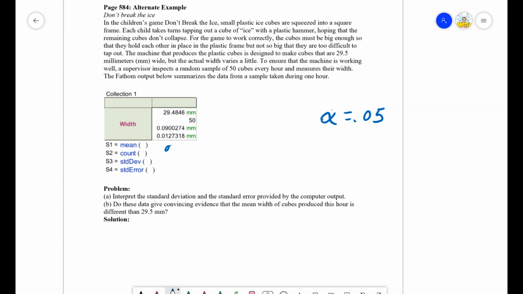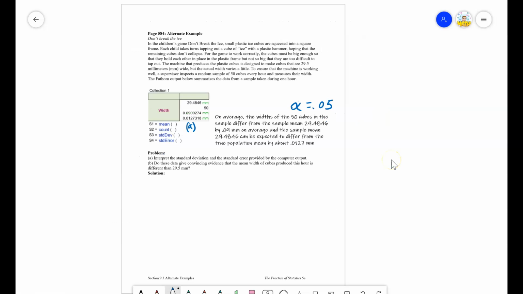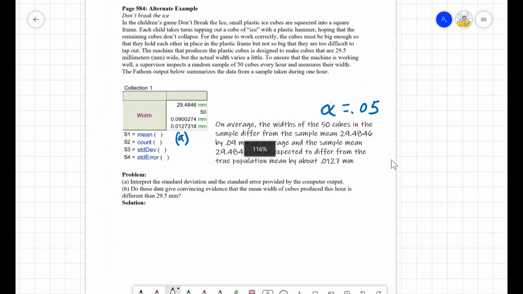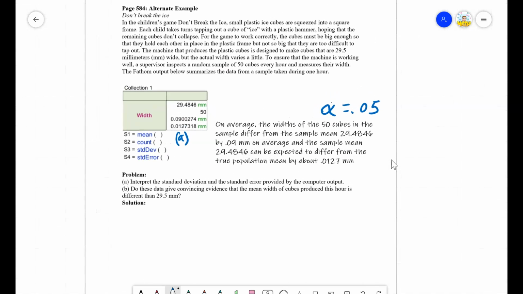I'll write my answer up here, but all I want to do here is just interpret the standard deviation and the standard error provided in the computer output. So let's make sure we understand the narrative here. This children's game, I don't know if anybody's ever played this. Probably you can find it on a shelf at Target somewhere or something similar to it.